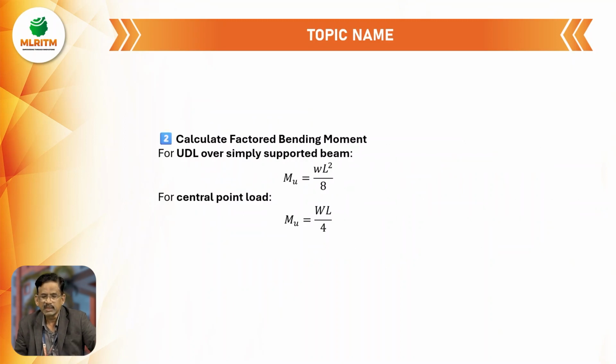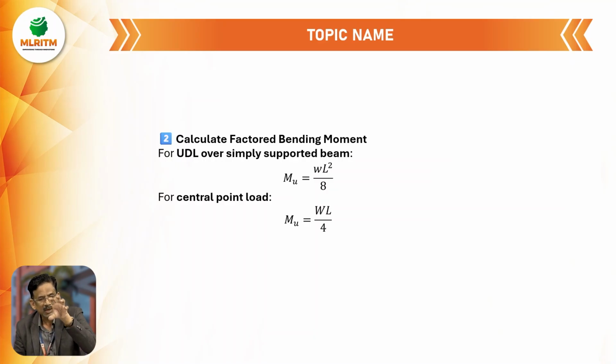So, calculate the factored bending moment. Suppose the beam is subjected to UDL, you know that the shear force is wL by 2, so the bending moment is wL square by 8. Suppose the beam has a central point load, W by 2 is the shear force, and the bending moment is W by 2 into L by 2, that is WL by 4.